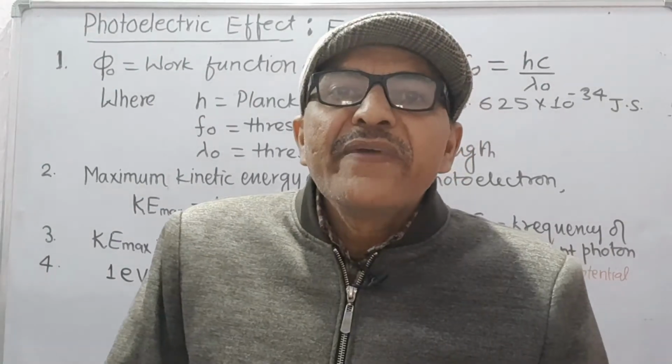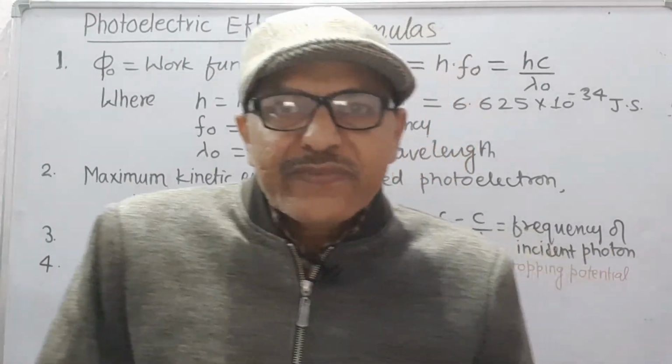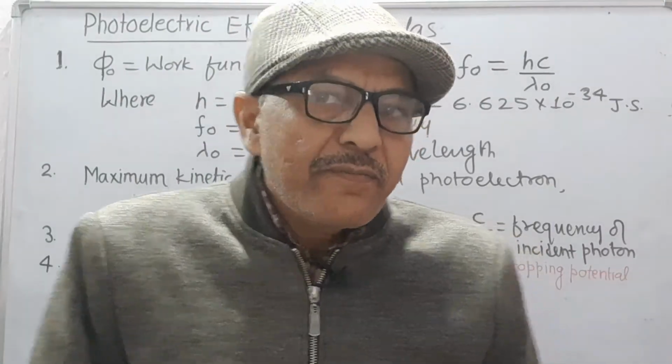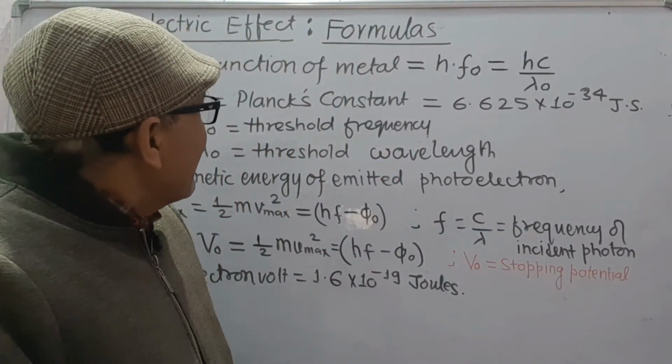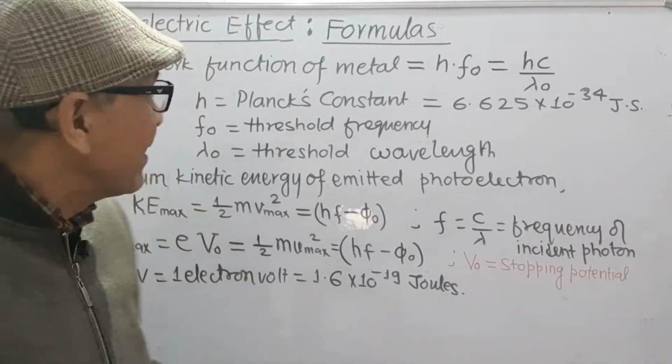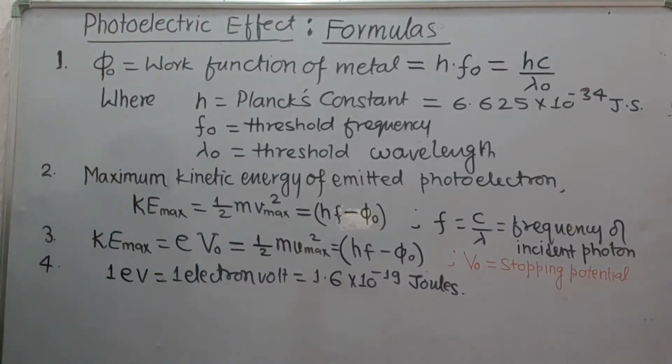Hello dear students, we are going to solve some numerical problems related to photoelectric effect today. At first we review the related formulas. First, work function phi naught is equal to h into f naught, which is h c upon lambda naught, where h is Planck constant, its value is 6.625 into 10 to minus 34 joule second. f naught is threshold frequency for the given metal. Lambda naught is the threshold wavelength for the given metal.